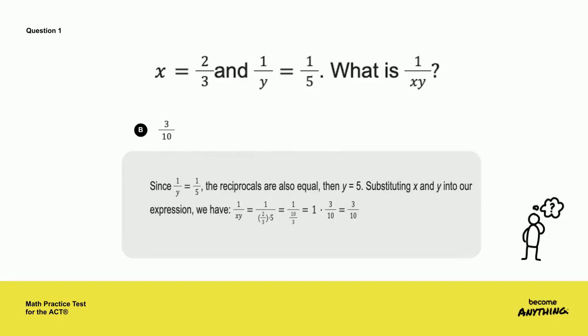Since 1 over y equals 1/5, the reciprocals are also equal, then y equals 5. Substituting x and y into our expression, we have the following equation.